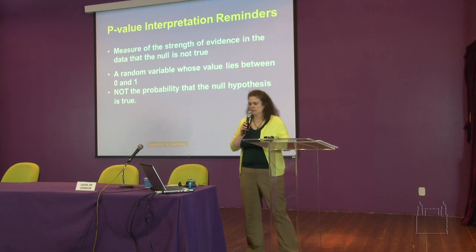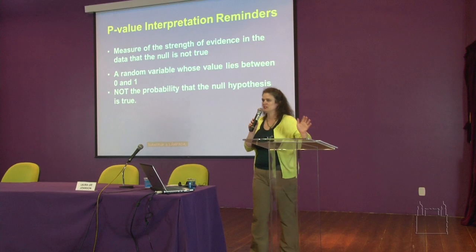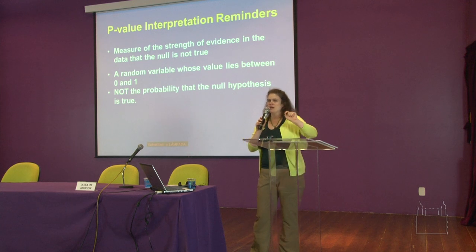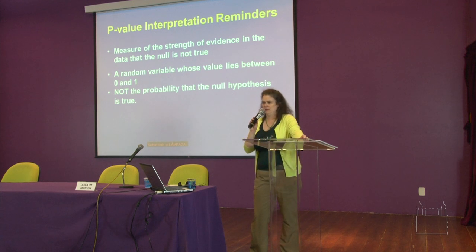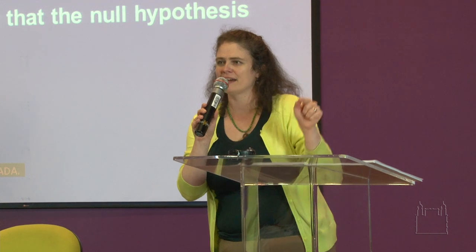So p-value interpretation reminders. P-values are the measure of the strength of evidence in the data that you have from your study that the null is not true. It is a measure of the strength of the evidence in the data that your null is not true. I will give you credit if you tell me it is a random number between 0 and 1. A tip. Never say your p-value equals 0. It may be less than 0.000, and you can put a 1 where the last digit is. But it can be less than that, but it can never equal 0. It can also never technically be equal to 1.